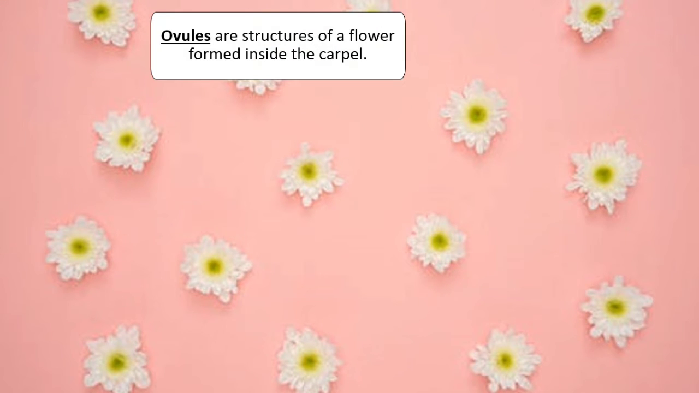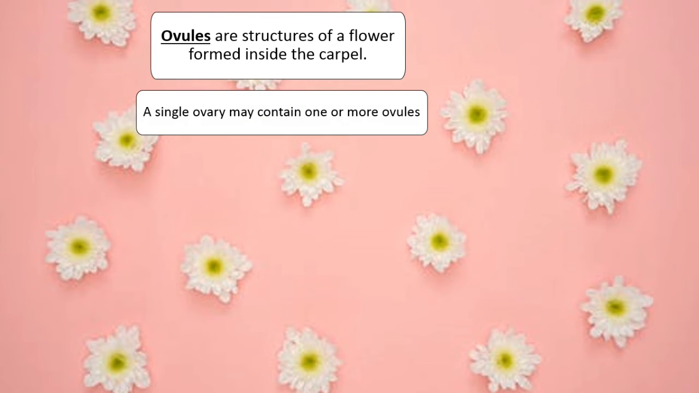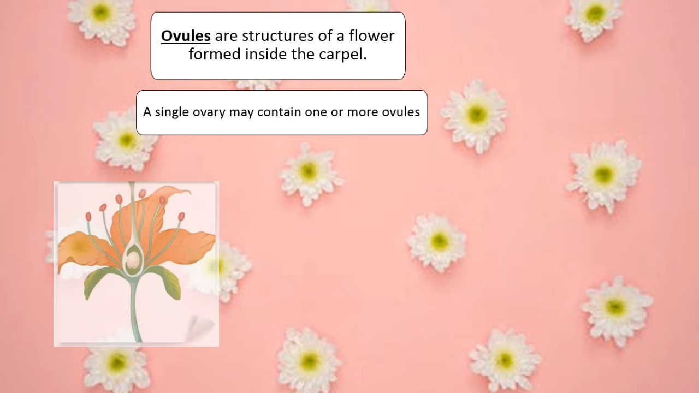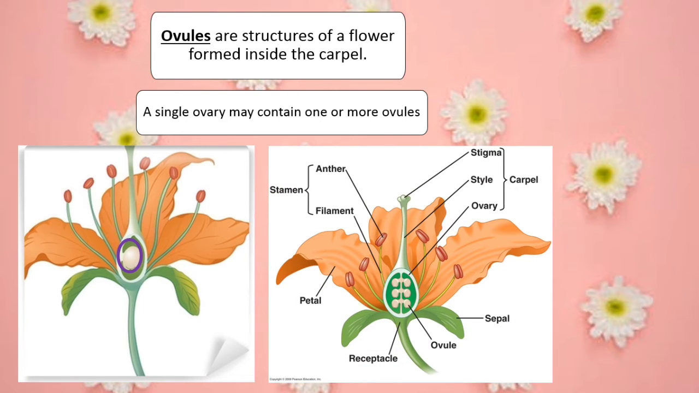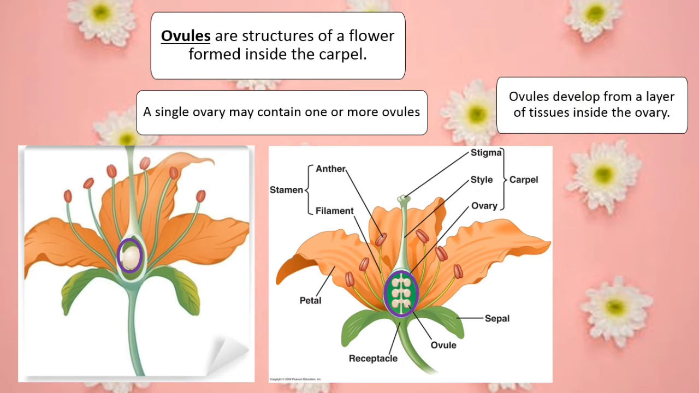Okay, let's discuss the structure of the ovule, the female reproductive structure. Ovules are structures of a flower formed inside the carpel. A single ovary may contain 1 ovule, or maybe the flower contains more than 2 ovules. This is the flower that contains more than 1 ovule. If the flower has a single ovule, it will produce only 1 seed in the fruit. But if the flower contains more than 1 ovule, it will produce fruits with multiple seeds. Okay, the ovule develops from a layer of tissue inside the ovary.